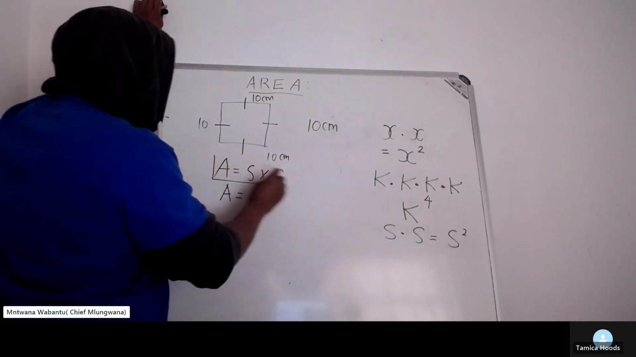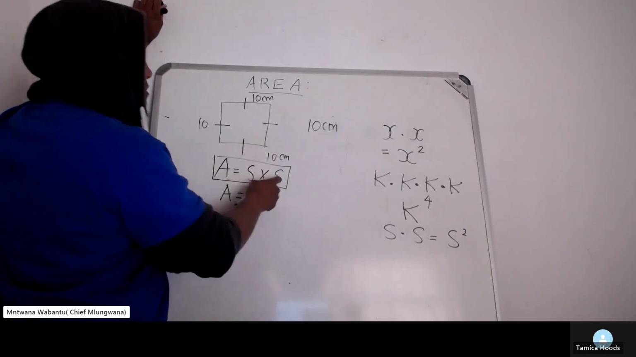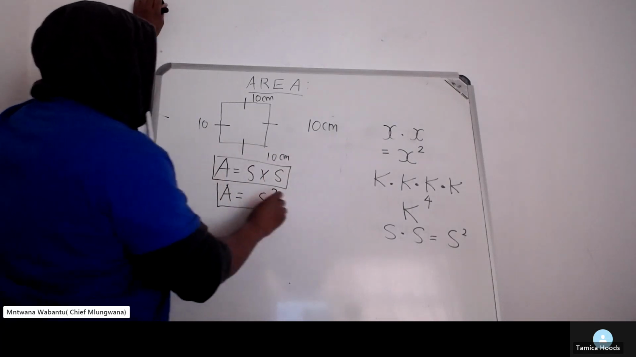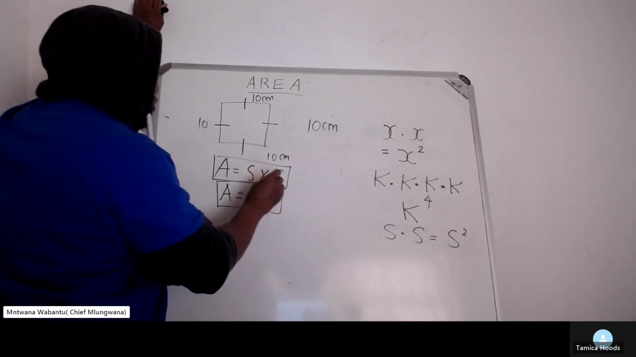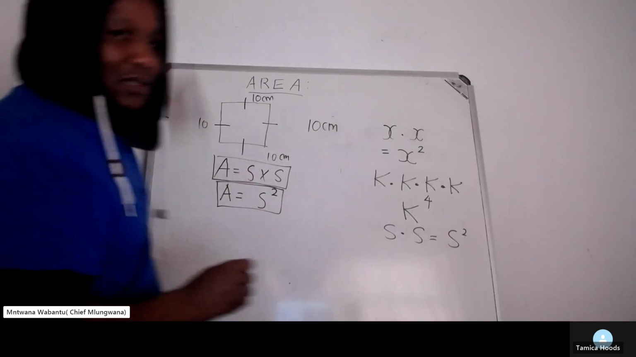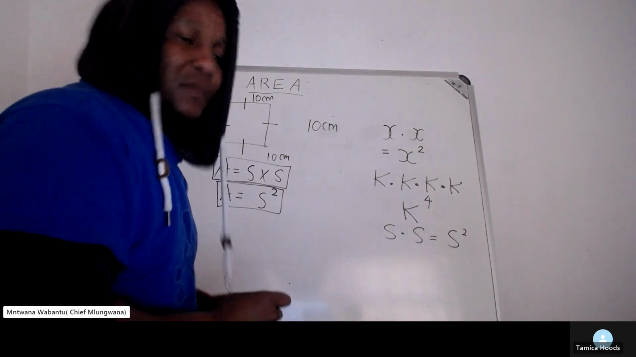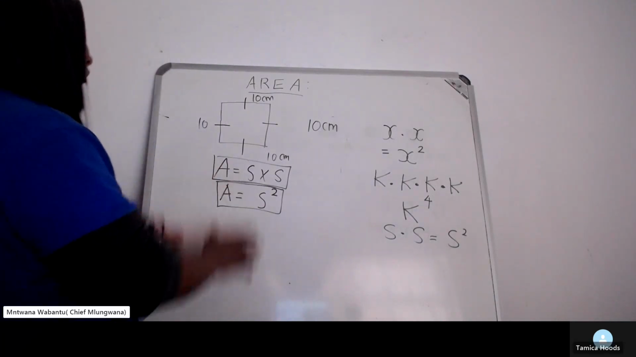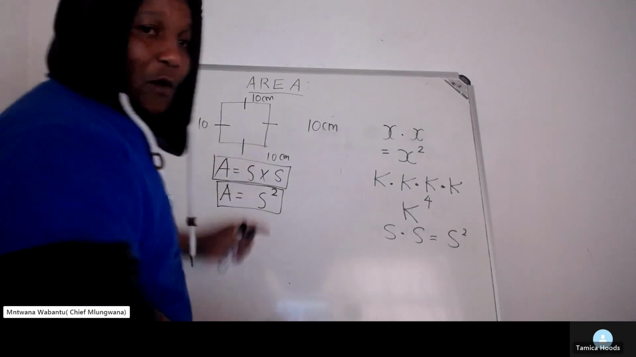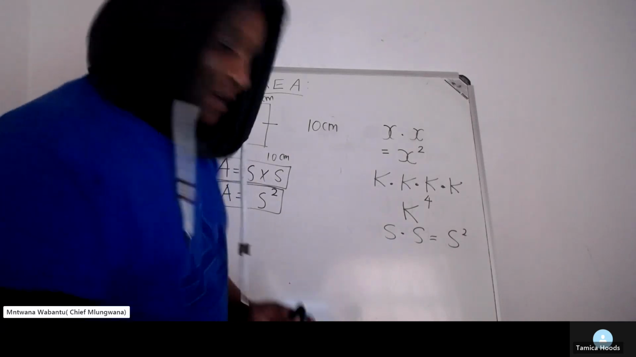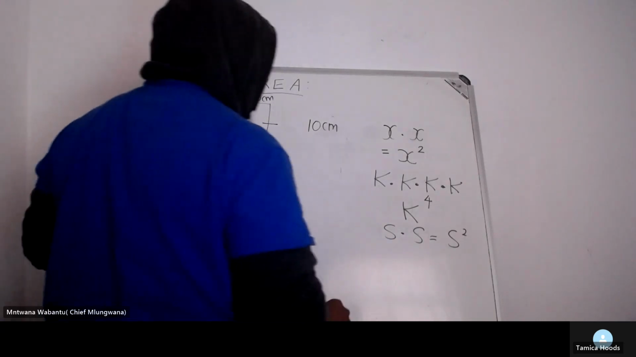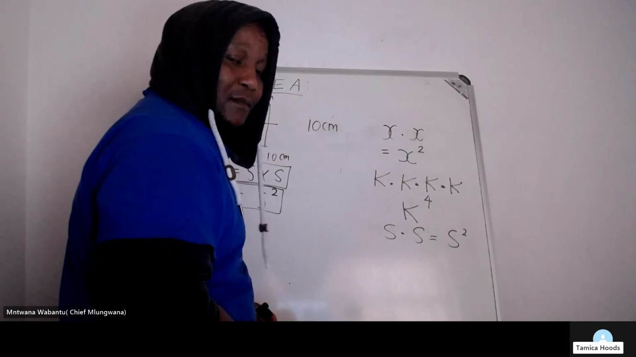If you want to find the area, you can say area equal to side times side. Or if I don't want to say that, I can say area equal to side square. Do you understand or not? Yes, I understand. Okay, so this is the formula of the area of a square. Let's take an example, for instance. Should I erase? Yes, you can erase.